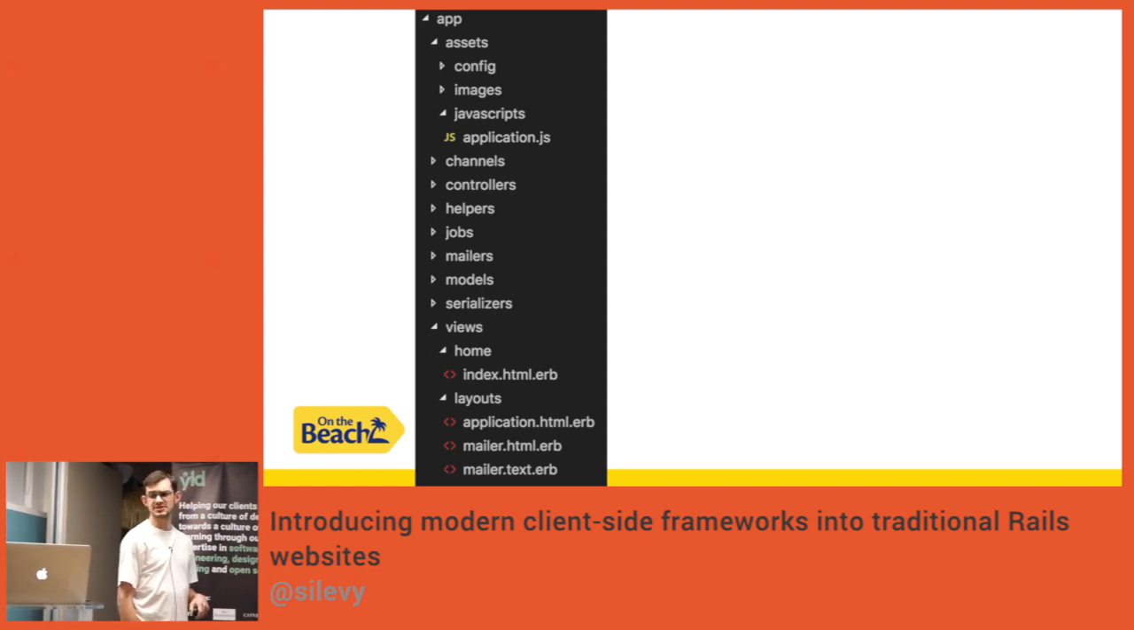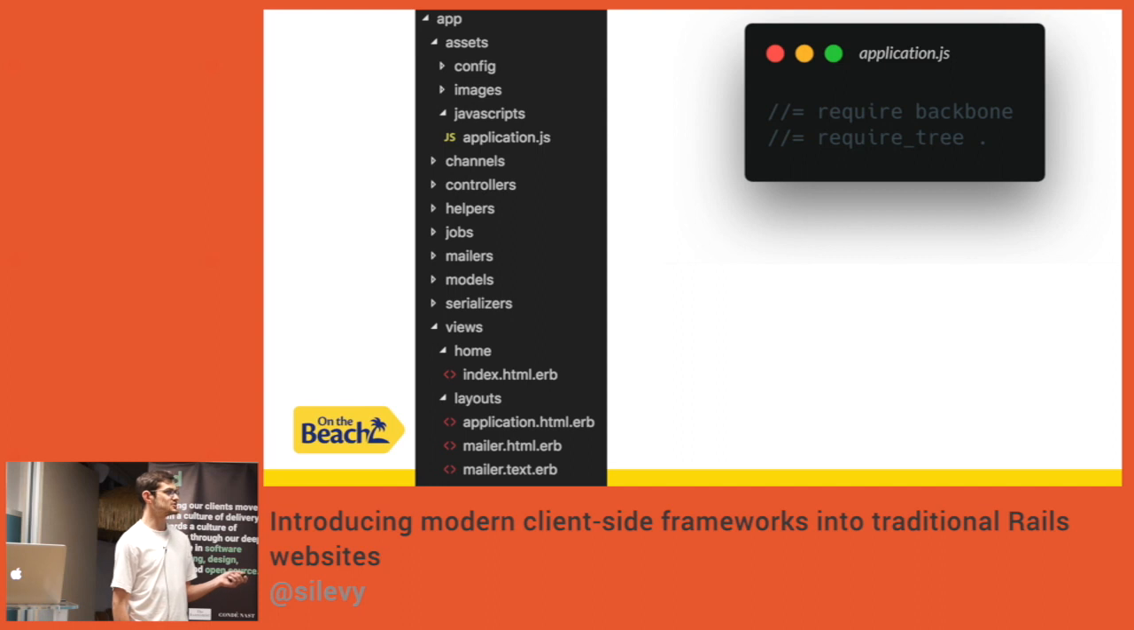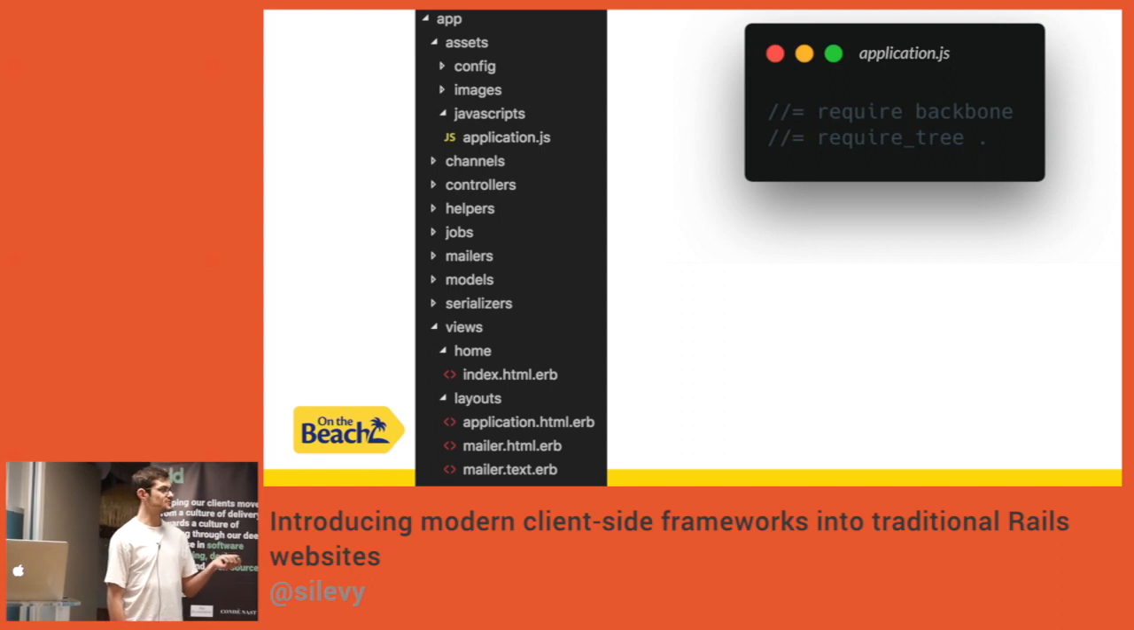So if we look at what some of this stuff contains, this is a very, very basic example application.js file. So this is sort of like the entry to your script. You could have hundreds of different JavaScript files with different components in, but you need something to bundle that all together. And the way the asset pipeline and Sprockets work is these sort of comments, they look like comments, but they actually do things.